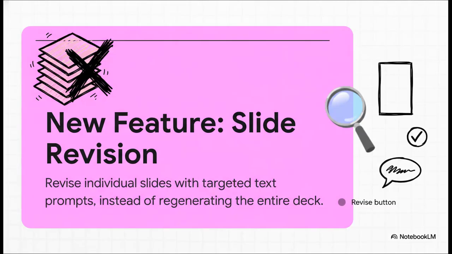This next one is a total game changer. It used to be that if you didn't like one slide, maybe it had too much text, you had to regenerate the entire presentation. It was so frustrating. Not anymore. Now you can revise slides one by one. You just click a little button on the slide and type in what you want, like, hey, can you make this a 3-step bullet list?